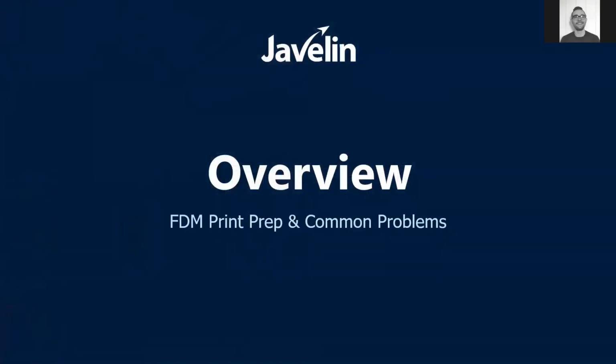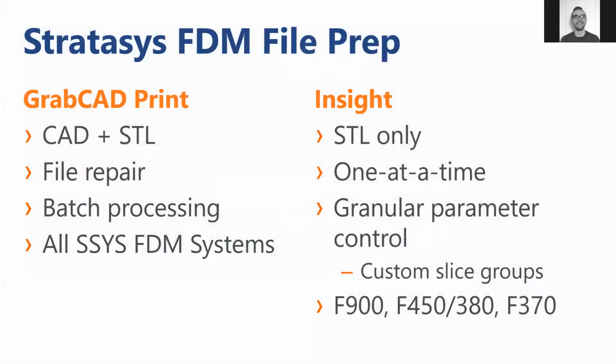Okay, so we're going to start by overviewing the current print prep process for Stratasys FDM machines, and then get into some of the common problems that are plaguing this workflow. So just to orient ourselves, we have two different ways of prepping files for FDM printing on Stratasys machines. We can use GrabCAD Print or Insight. We've highlighted some of the differences here between the two.